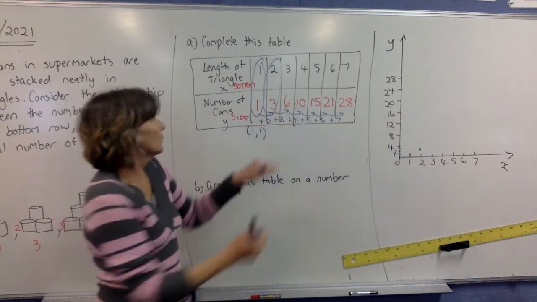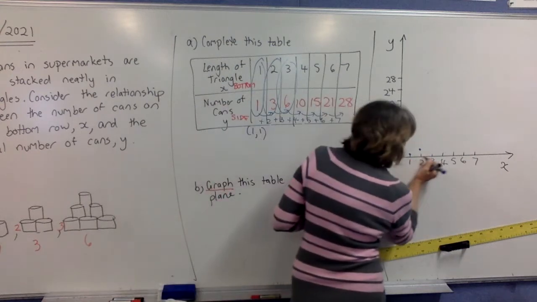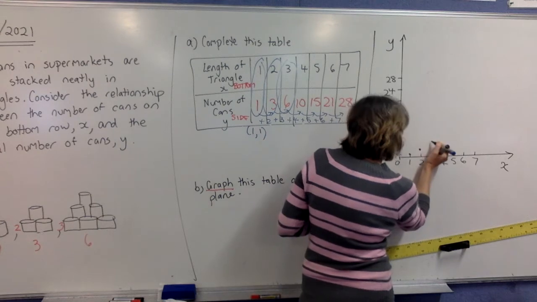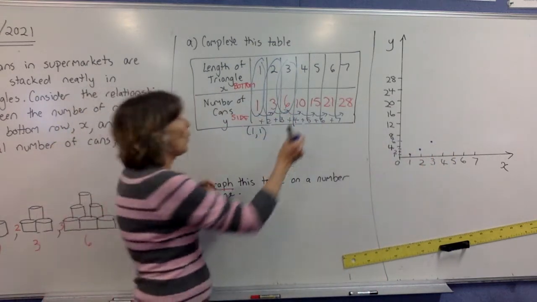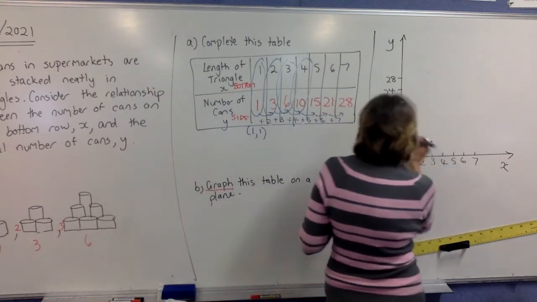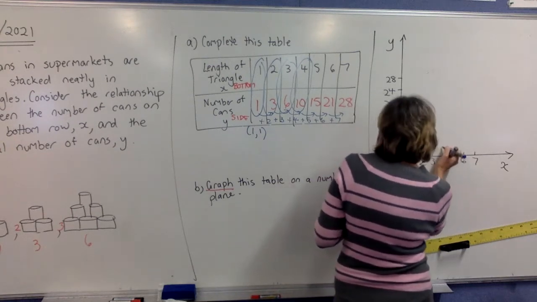Next one, 3, 6. Along 3, up 6. Along 3, 6 will be in the middle of 4 and 8. So we'll be there. Next one, 4, 10. Along 4, up 10, which will be halfway between 8 and the 12.